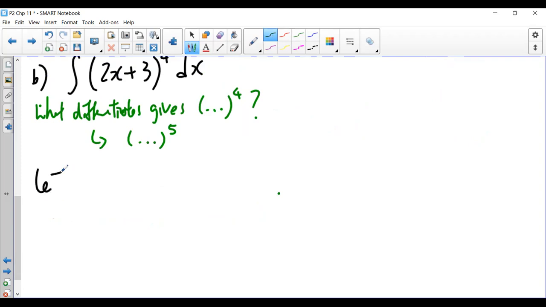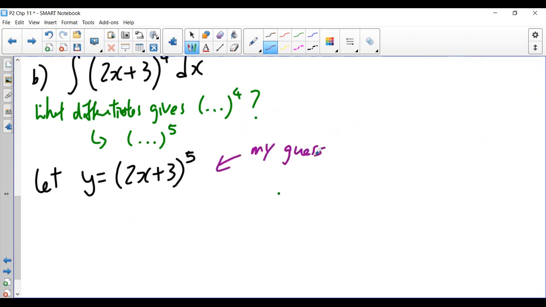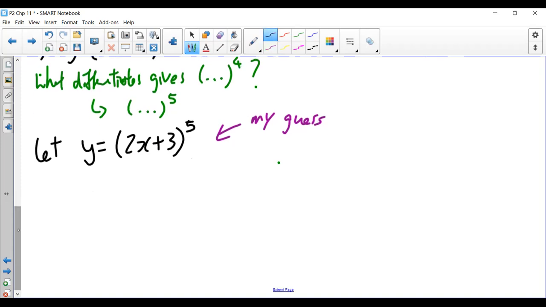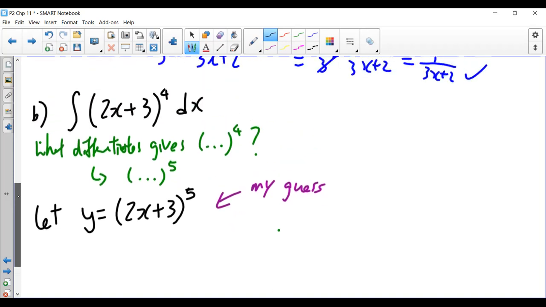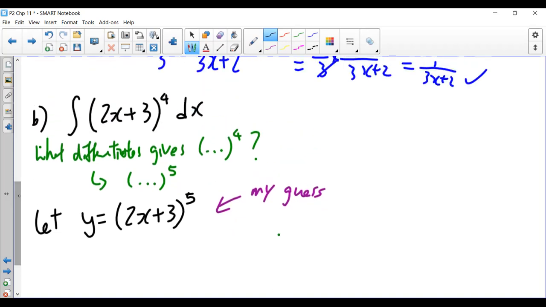So I'm going to let y equal, I'm going to guess my answer, 2x plus 3 to the power 5. Because when I differentiate power 5, it gives me back the power 4. So this is my guess again. Now, this is not a random guess, like going to buy a lottery and hoping for the jackpot. No, it's an educated guess, because you know differentiating power 5 gives you power 4.